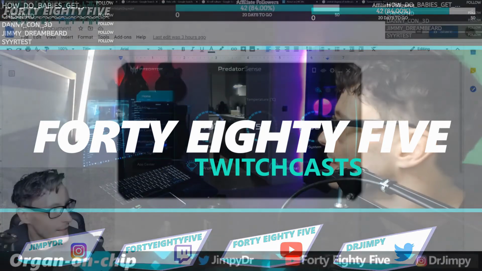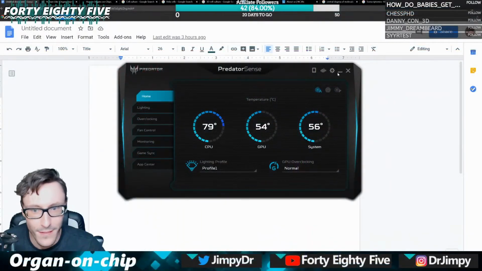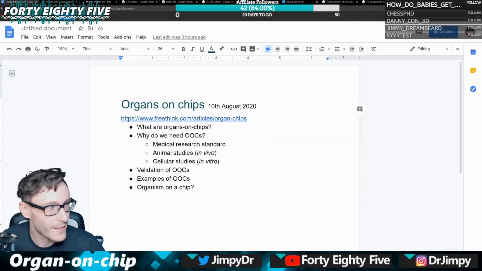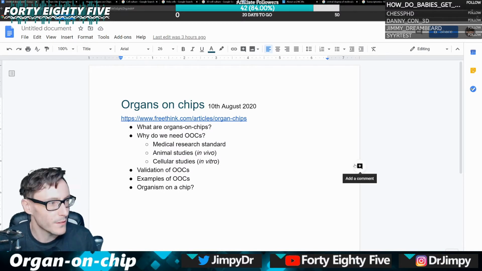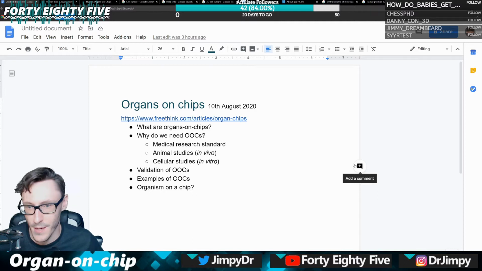That we're going to be looking at today. Oh, so there you go, CPU temperature. Is not my CPU temperature. It is something called organ-on-chip technology, or organs on chips.